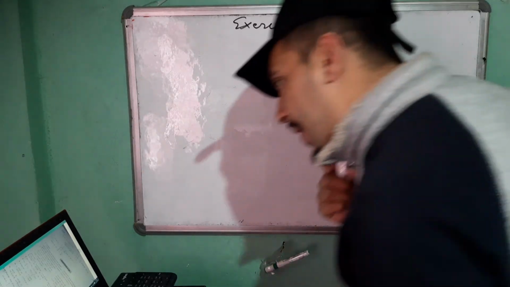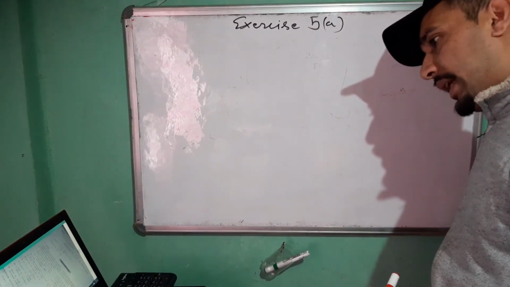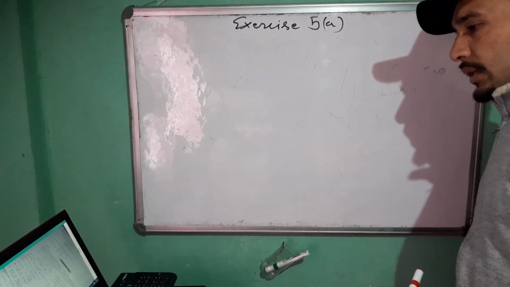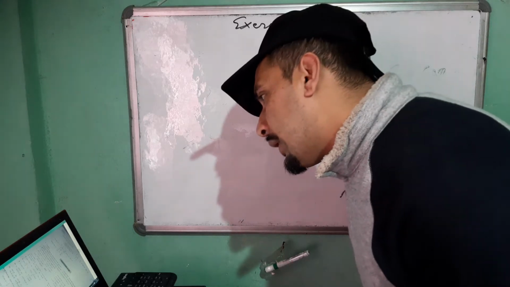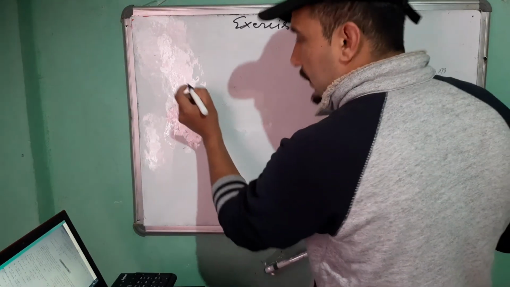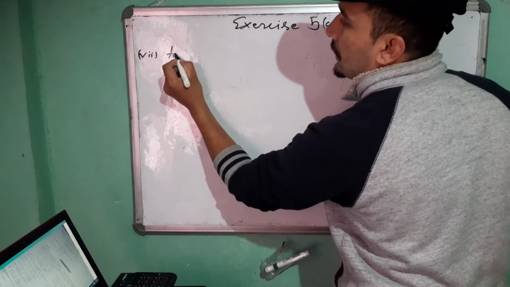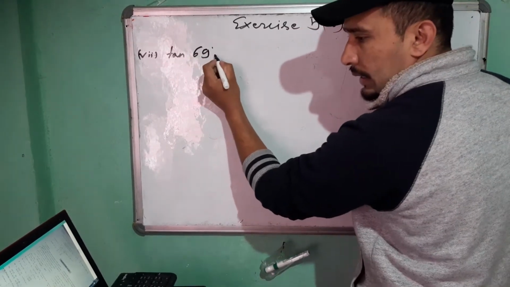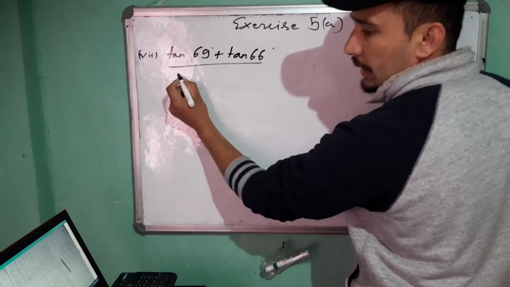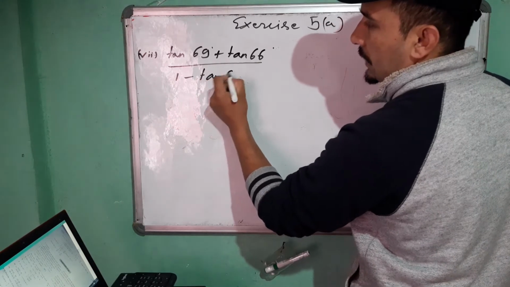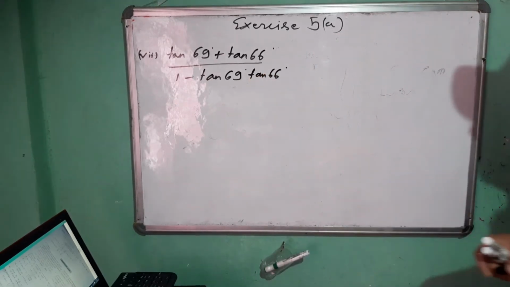Next question is question number 6: cos a cos b minus sin a sin b. That you can write as cos(a plus b). So you solve it on your own. Next, number 7: tan 69 degree plus tan 66 degree divided by 1 minus tan 69 degree tan 66 degree. This is your next question.